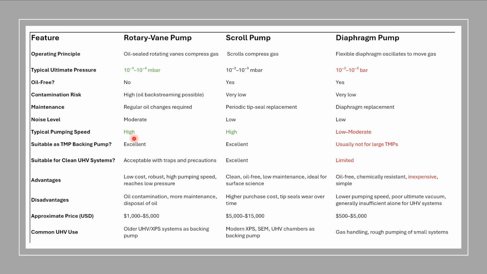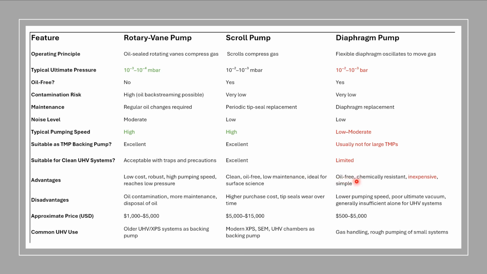Pumping speed for the Rotary-Vane pump is high. For the scroll pump, it is also high, but it is low for the diaphragm pump. So the Rotary-Vane pump and scroll pump are useful for the UHV system, but the diaphragm pump is not. The main advantages of the Rotary-Vane pump: low cost, robust, high pumping speed, and it can reach low pressures. For the scroll pump, you can also use it in the UHV system, and it is better. There is no oil, so there will be no contamination due to the pumping.